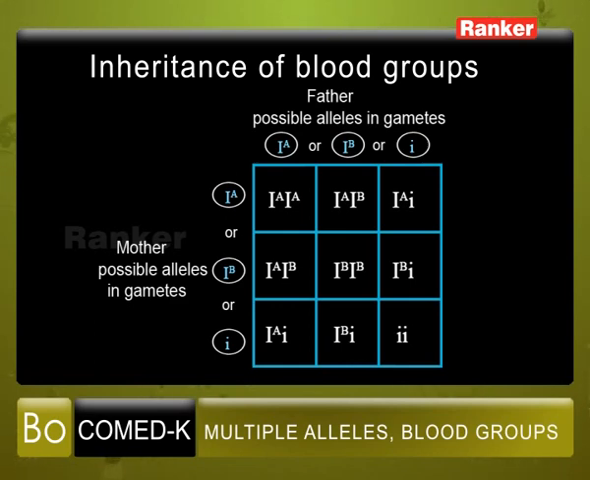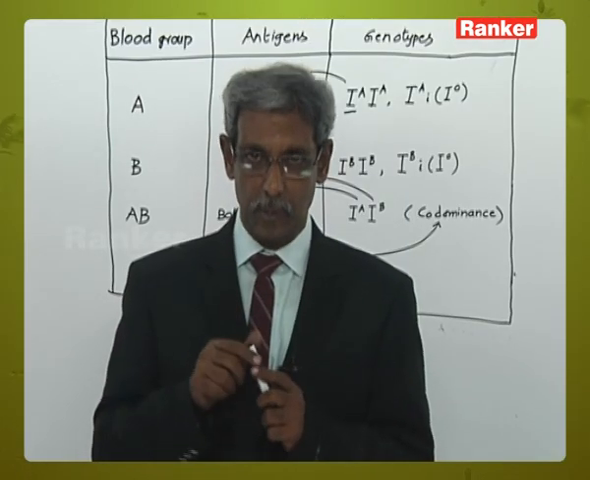In the first row across, you find in the first one you have an IA IA combination. Next you have an IA and an IB combination, and in the third you have an IA and a small i combination. When you come to the middle row, we have an IA IB. Then again you have an IB and an IB, and again you have an IB and an i. The combination where you have an IA and an IB primarily deals with codominance. It is said to be codominant, that is, both the genes are expressed here.